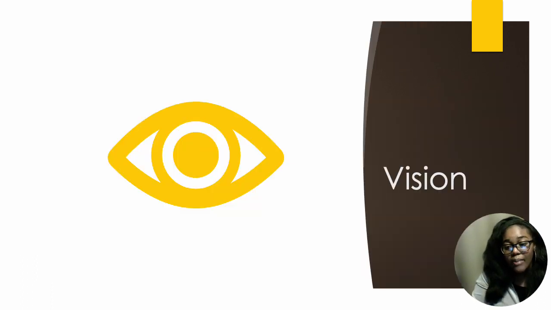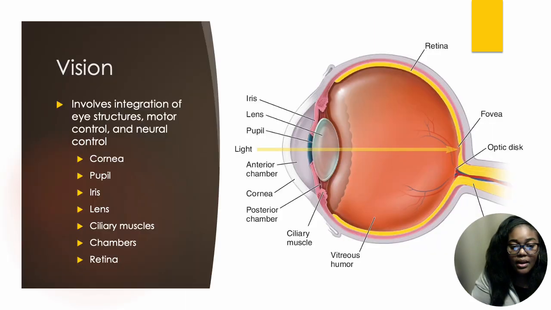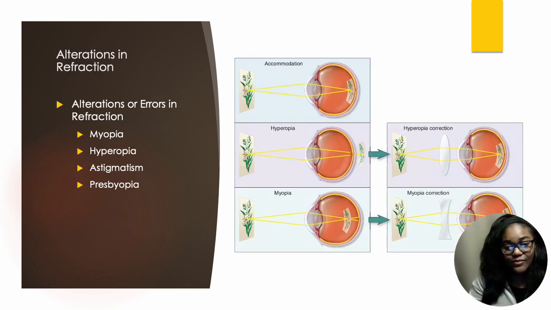Next, we're talking about vision, and again, this is all about the eyes, and we'll talk about a little bit of the function of the eyes, but then we'll move into what those alterations look like. So here we have the eye, and these are just your general structures of the eye. I'm not necessarily testing you on all of the structures here, but I just want you to remember where your cornea are, the pupils, iris, lens, ciliary muscles, chamber, and retina. So just make sure you look at this photo and just kind of remember where your areas are here.